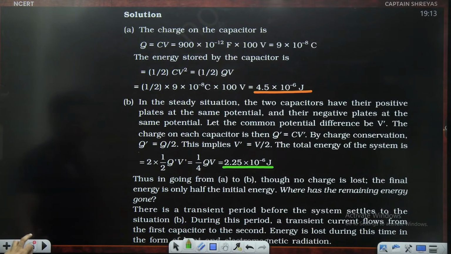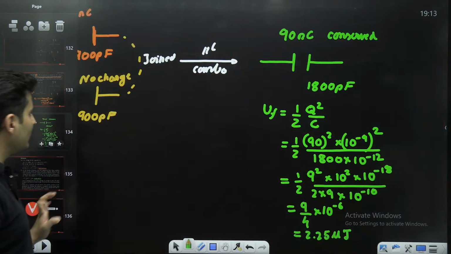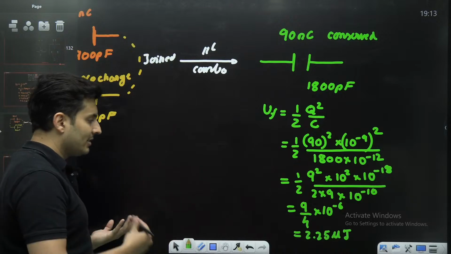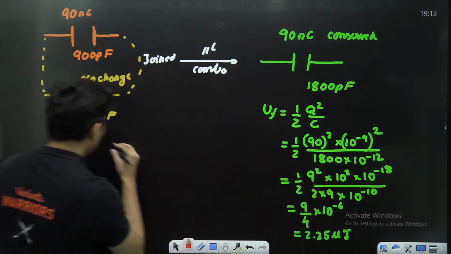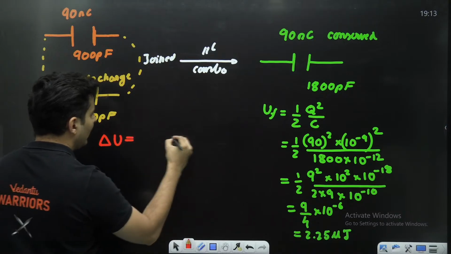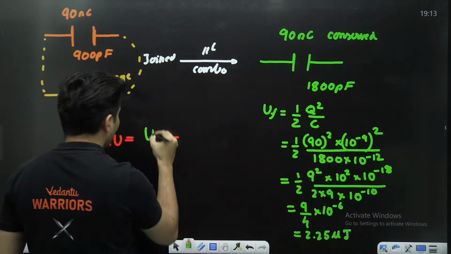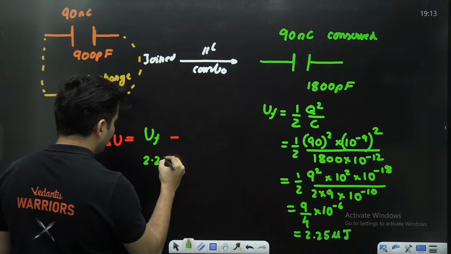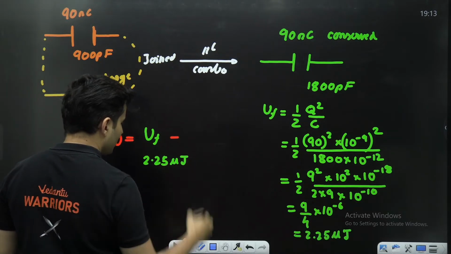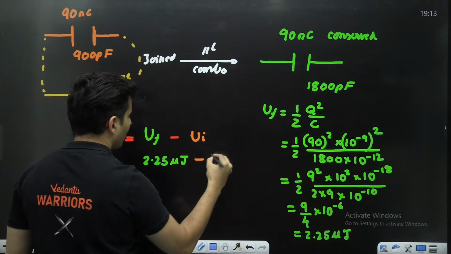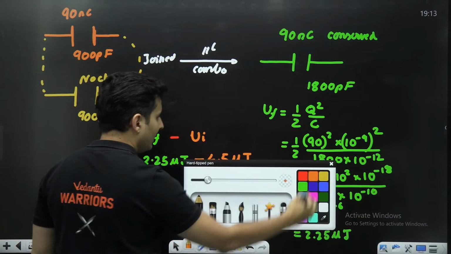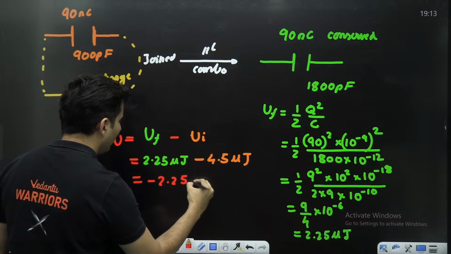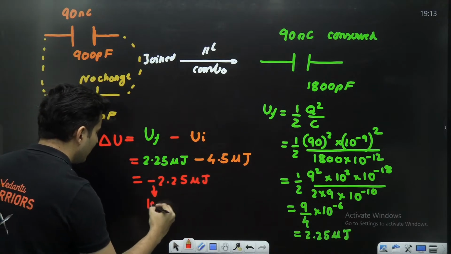Awesome. Now, if you notice, the original energy was 4.5 microjoules. The new energy is 2.25. So there is a difference between the energies. If you calculate the final minus the initial energy, final was 2.25 microjoules versus the initial energy which was 4.5 microjoules. How much is the difference? It is negative 2.25 microjoules. This negative symbolizes there is a loss.